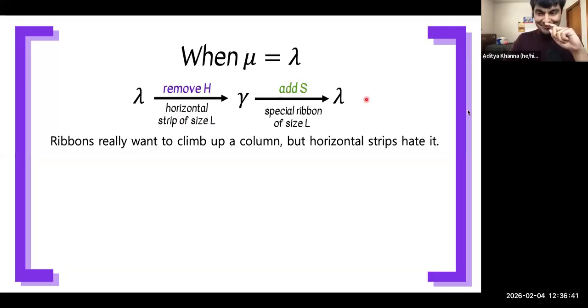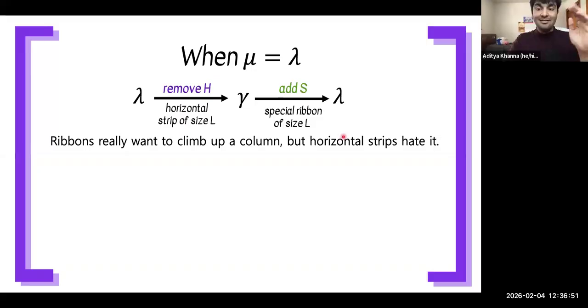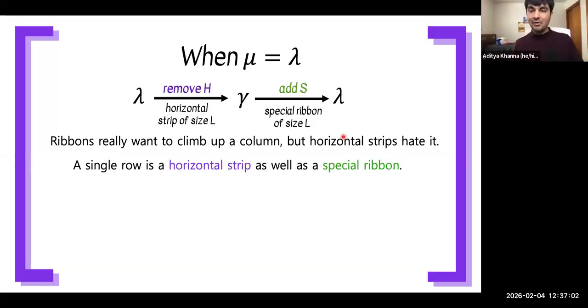Audience participation. Is it if it's just at the bottom, like the first special ribbon? Yeah, that is exactly it. Thank you. So it is something that is not going up. If you just say, oh, don't go up, then that's enough. And so a single row, as Alex said, is exactly a horizontal strip as well as a special ribbon.